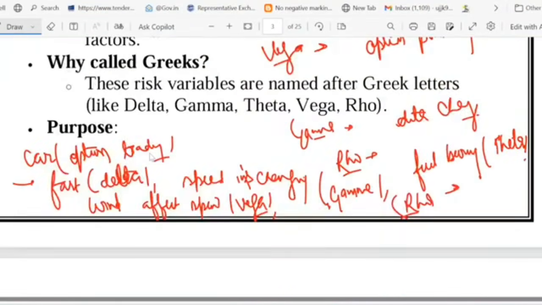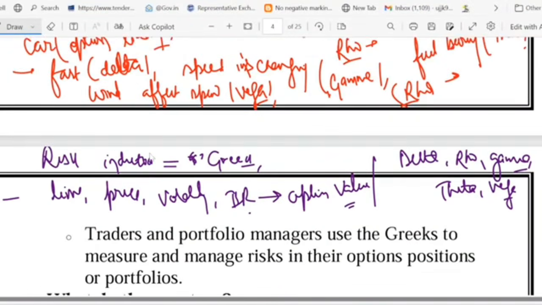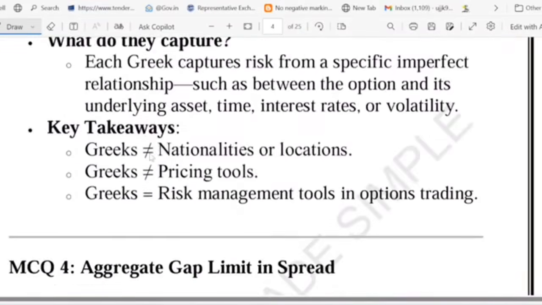In the next question, we discussed the Greeks. I told you, Greeks are a kind of risk indicator. There are several factors which determine the option value like time, price, volatility, interest rate. All of these factors determine the option value. Delta, rho, gamma, theta, vega. These are different kinds of Greeks.